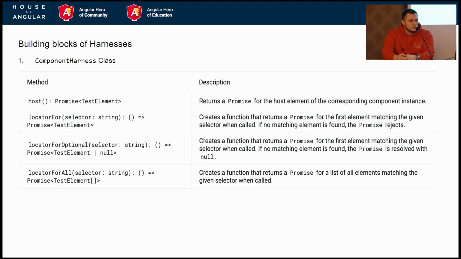Okay, so I distinguish 3 building blocks of the harnesses when we want to create or consume them. The first one is the component harness class. It's the base abstract class, which each component harness has to extend. It provides us with the below set of methods, which are dedicated to finding the elements, but in scope of the component DOM, what is important. But what's more, we can see there that these methods do not directly find the elements, they return functions which find the elements.